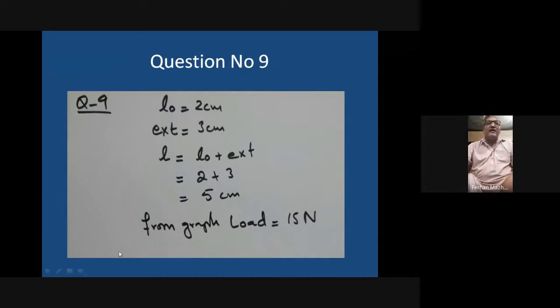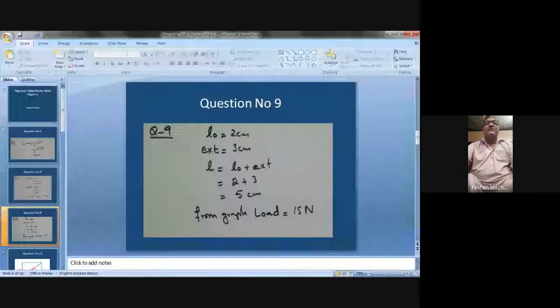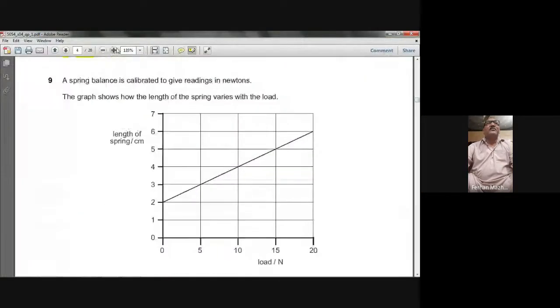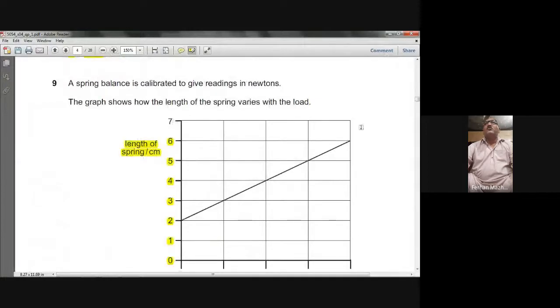So from the graph, I will check from the graph. Let me increase the size so you can see the whole graph. Sorry.